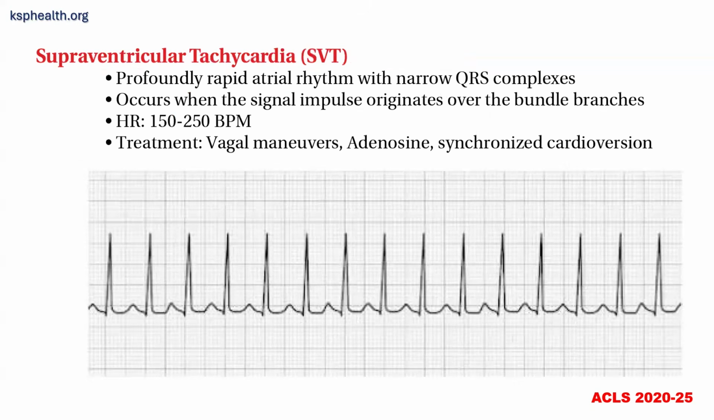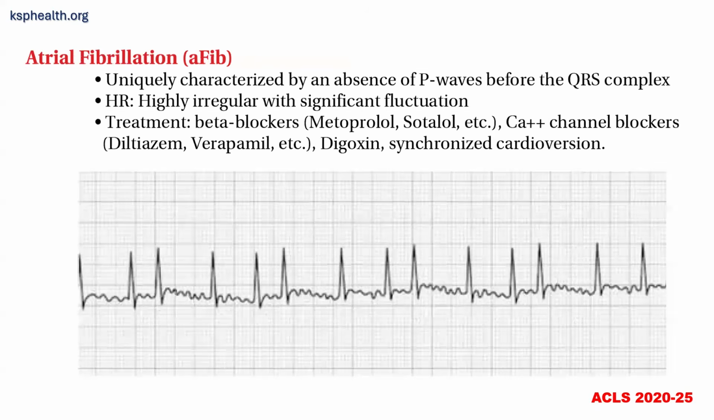done for the patient. Supraventricular tachycardia, profoundly rapid atrial rhythm with narrow QRS complexes. You tend to see it very often in pediatric practice. It occurs when the signal impulse originates over the bundle branches. The heart rate is oftentimes 150 to 250 beats per minute. How do you treat? Vagal maneuvers, adenosine, and synchronized cardioversion. We will go into very detail in part 2, but right now, how to identify supraventricular tachycardia. In general, how do you treat? Vagal maneuvers, adenosine, and synchronized cardioversion.